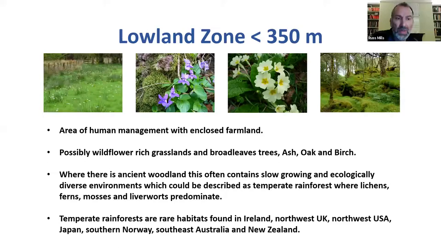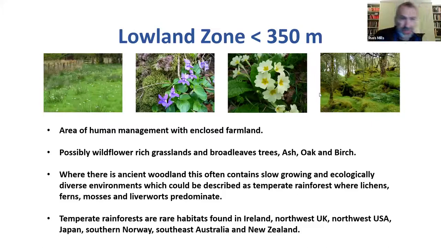So the first one I want to look at is the lowland zone. It's below 350 meters. And this is where you would find enclosed farmland and a degree of human management. So this would be hill farms, upland pasture, possibly with wildflower rich grasslands and broadleaf trees. So you're going to find oak and ash and birch trees.